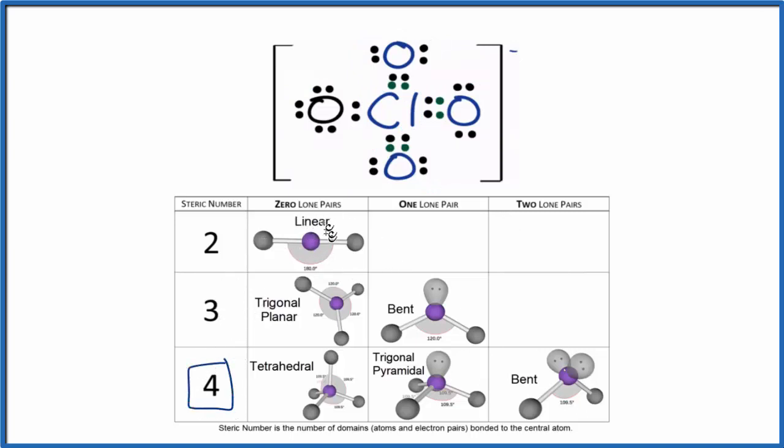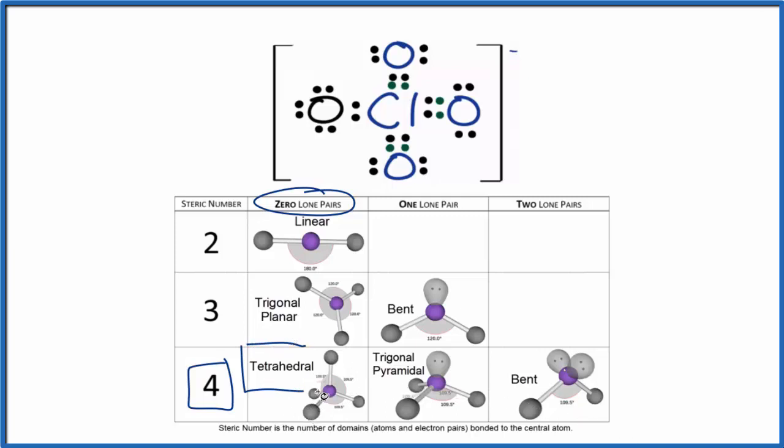Then we want to look at the lone pairs of electrons. There aren't any lone pairs around the central chlorine. They're all involved in these chemical bonds with the oxygens. So we have 0 lone pairs. Because of that, as we go down here, we have what's called a tetrahedral molecular geometry. And the bond angles should be about 109.5.